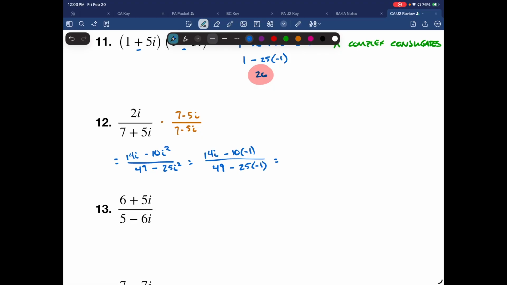All right, and that's going to give me 14i on top plus 10 over 49 plus 25, which is 74. Now again, we do want to write this in standard form, so I'm going to separate this as well. It's 10 over 74 plus 14i over 74, and I can reduce those. I can take a 2 out of everything, so that's going to be 5 over 37 plus 7i over 37.